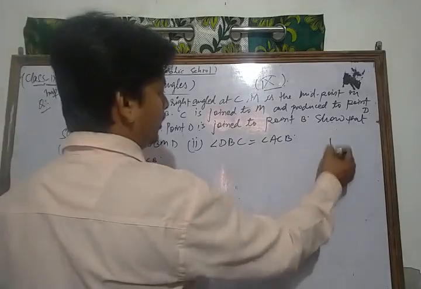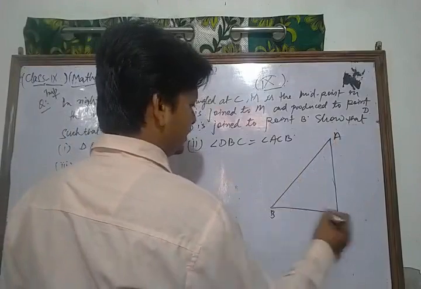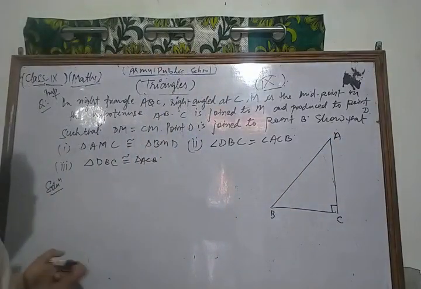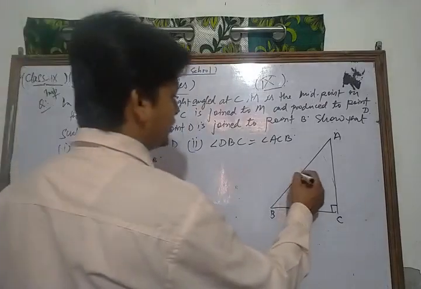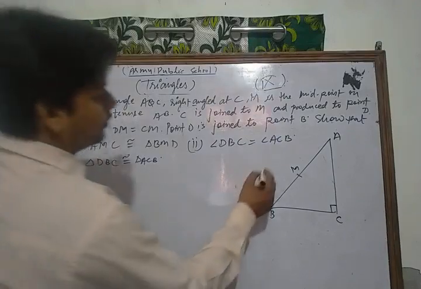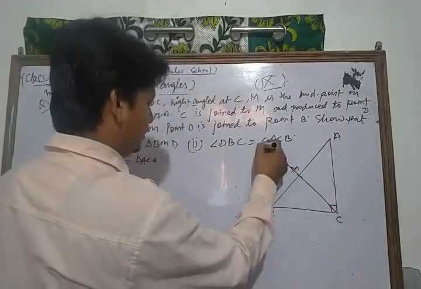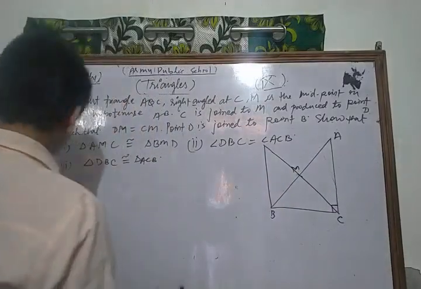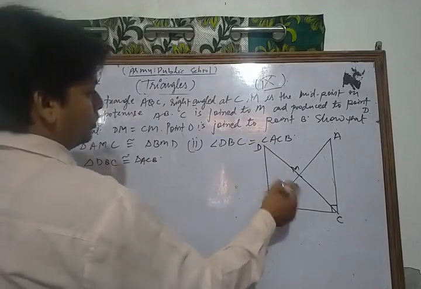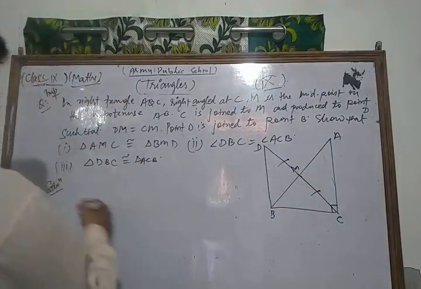Now first of all, we draw the figure. Here ABC is a triangle, right-angled at C, and M is the midpoint of the hypotenuse AB. This is your midpoint M, and we join CM and produce it to D, and join D to B. In this way, this side is equal to that side because M is the midpoint of this. Now let us take its proof.